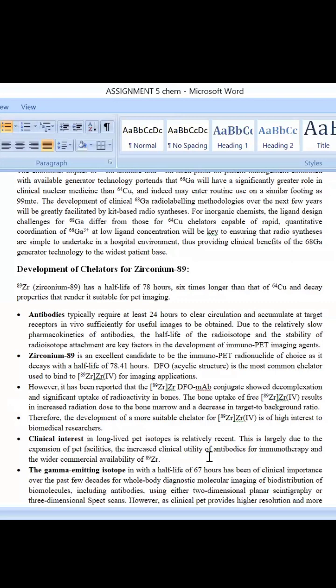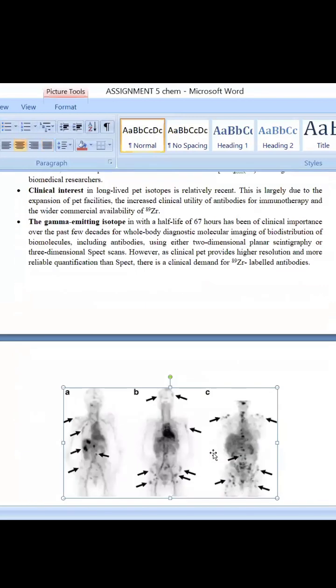This is largely due to the expansion of PET facilities, the increased clinical utility of antibodies for immunotherapy, and the wider commercial availability of zirconium-89. The gamma-emitting isotope indium-111, with a half-life of 67 hours, has been of clinical importance over the past few decades for whole-body diagnostic molecular imaging of the biodistribution of biomolecules, including antibodies, using either two-dimensional planar scintigraphy or three-dimensional SPECT scans.